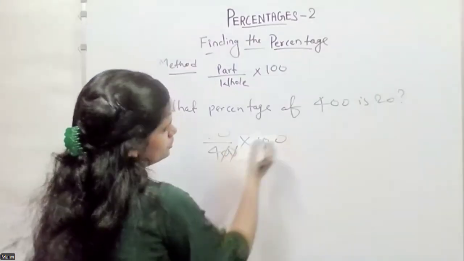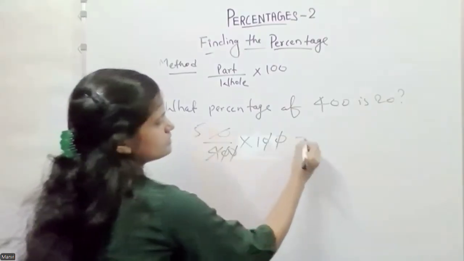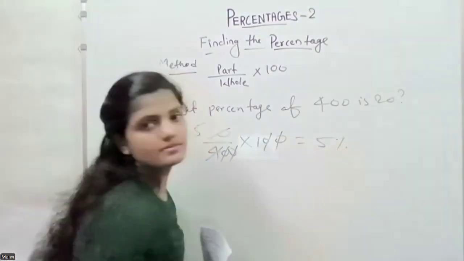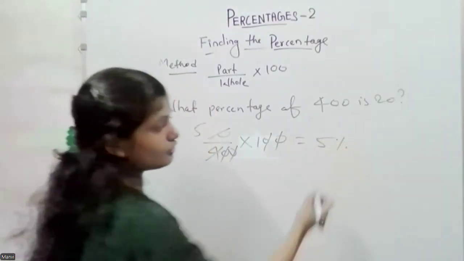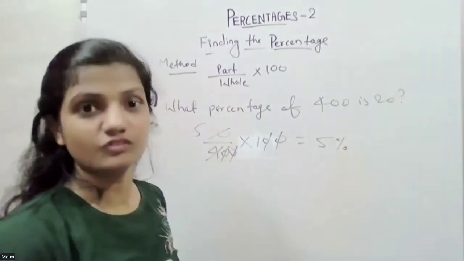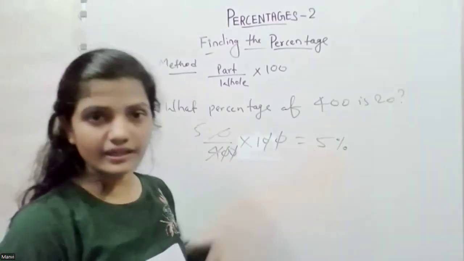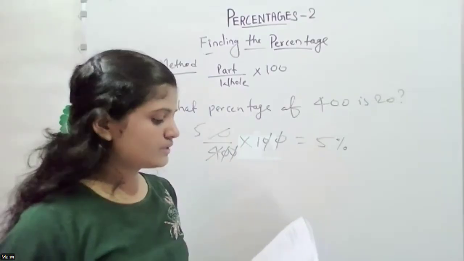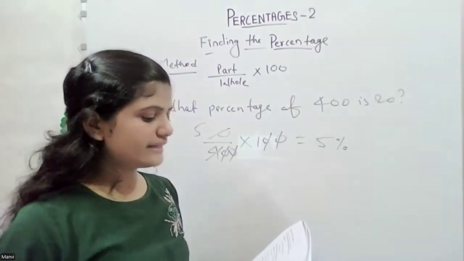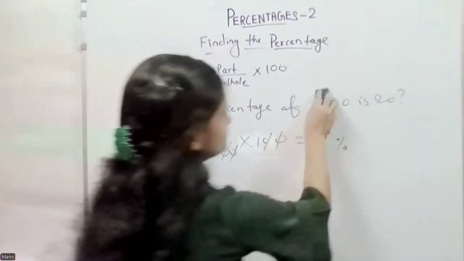Shall I work it out? The 0s cancel. 4 times 5 is 20. So the answer will be 5%. And don't forget to put the percentage symbol at the end. As you are converting anything into percentage, always put this percentage symbol. Now please tell me, what percentage of 250 is 50?